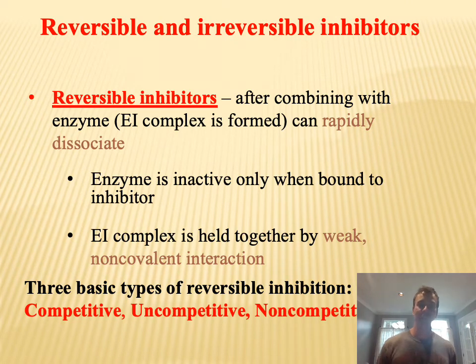Let's first talk about reversible inhibitors. Reversible inhibitors, after combining with the enzyme, form an EI complex. It can rapidly dissociate, so the enzyme is inactive only when bound to the inhibitor. This EI complex is a non-covalent complex, held together by weak non-covalent interactions. And there are three basic types that we're going to talk about: competitive, uncompetitive, and non-competitive.